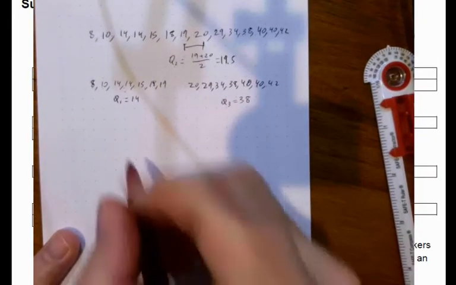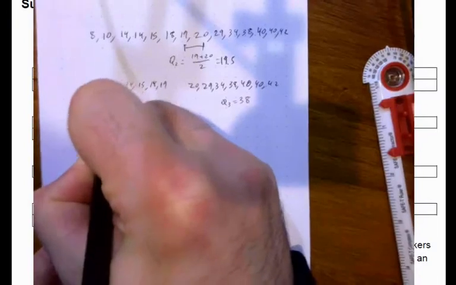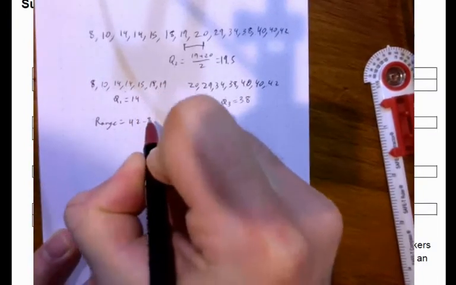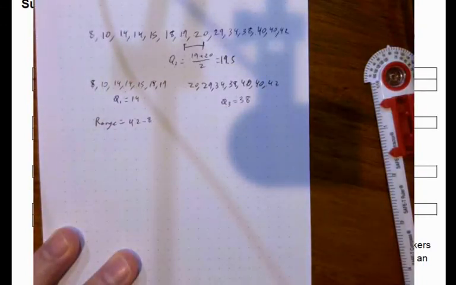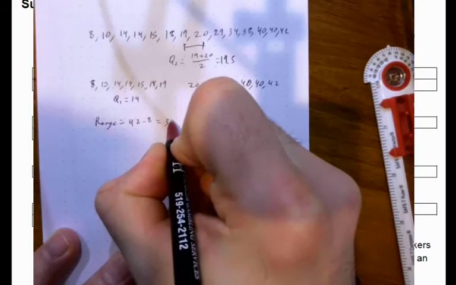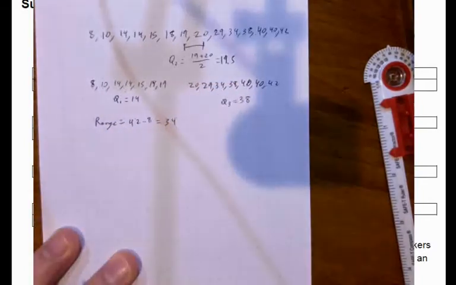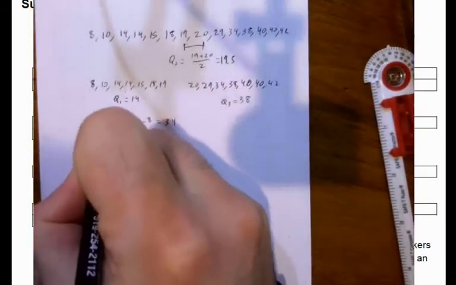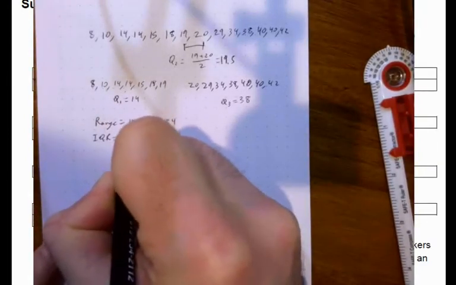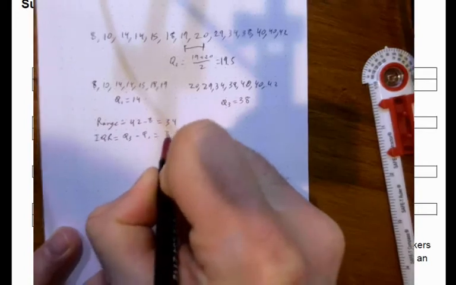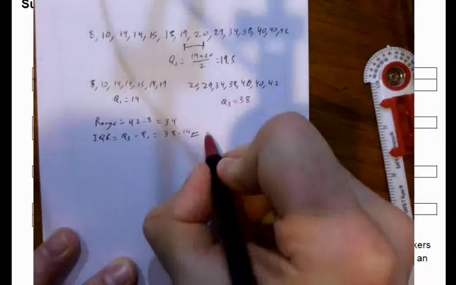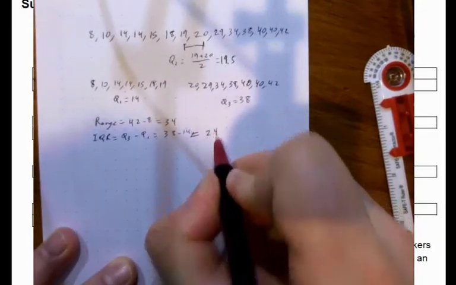I can find my range, which is my maximum number minus my minimum number, so 42 minus 8. And that works out to 34. That's my range. My IQR, which is my interquartile range, would be Q3 minus Q1, or 38 minus 14. And 38 minus 14 would be 24.